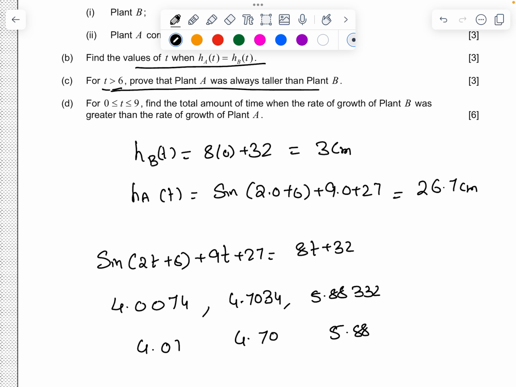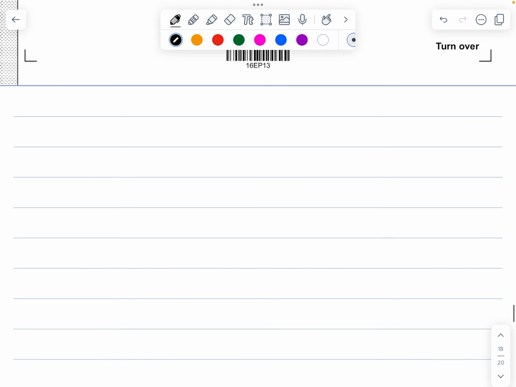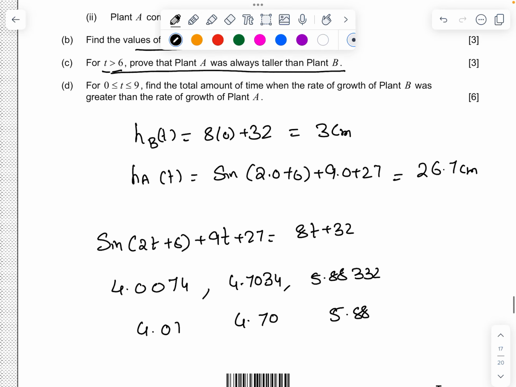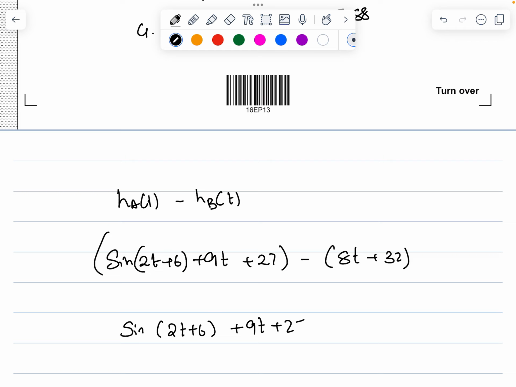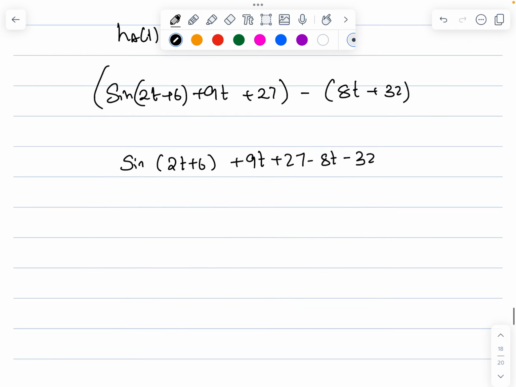For t greater than 6, prove that plant A is always taller than plant B. So h of A minus h of B, we are going to find out, which is sine of 2t plus 6, plus 9t plus 27, minus 8t plus 32. So see what am I doing? Sine of 2t plus 6, plus 9t plus 27, minus 8t minus 32. So what does that become? Sine of 2t plus 6, plus t minus 5.